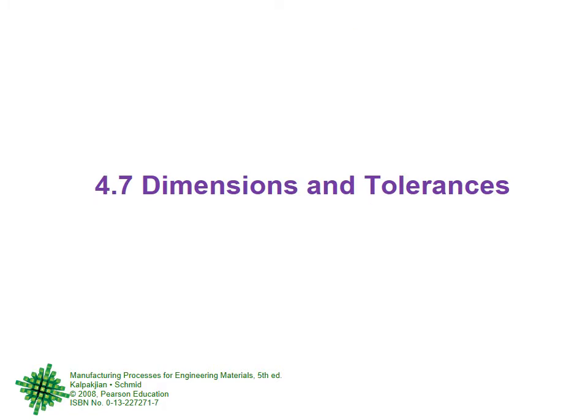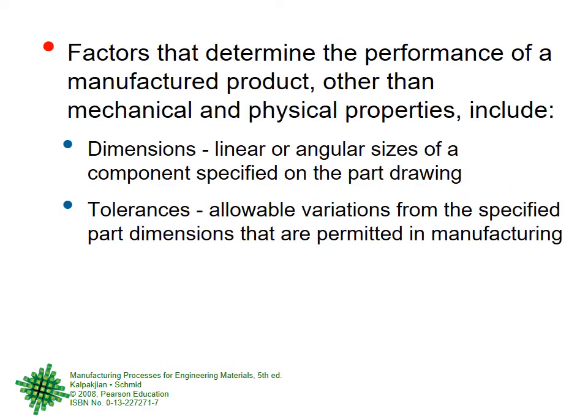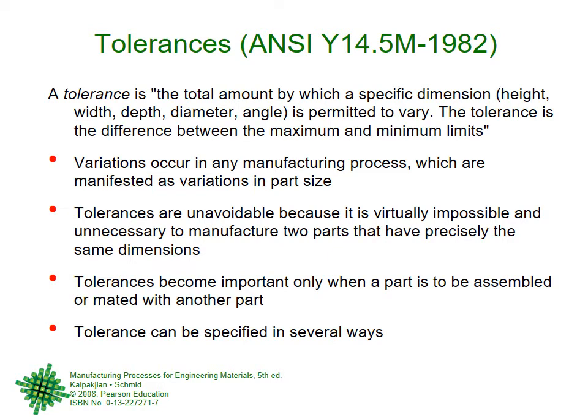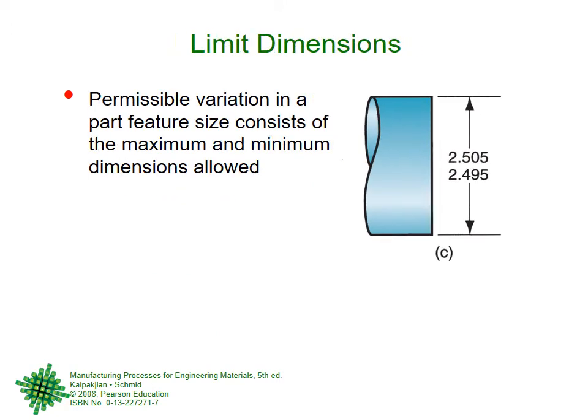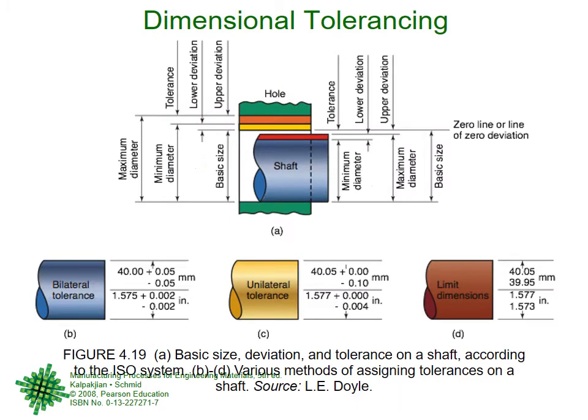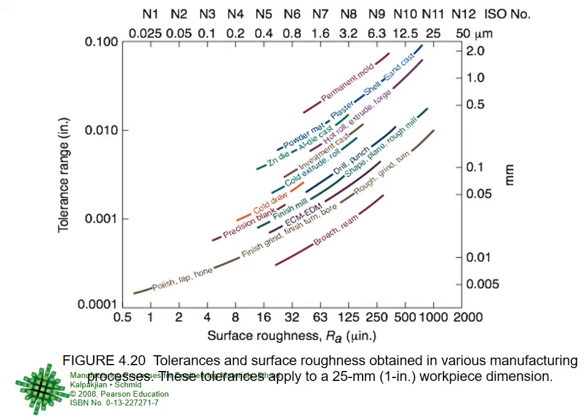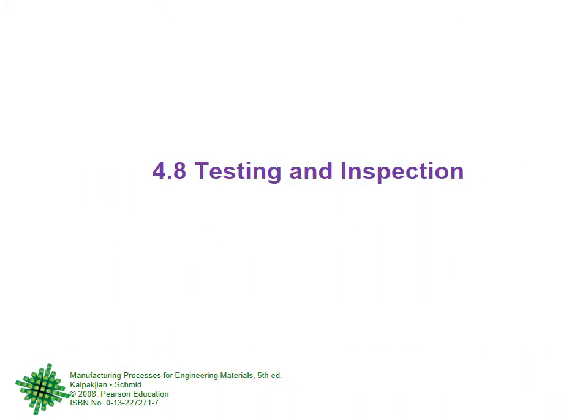Then dimensions and tolerances, very briefly, because you actually have done a lot of it in engineering. What are the factors, dimensions, and tolerances according to the ANSI, American National Standard? Bilateral tolerance, unilateral tolerance, limit dimensions, and a very good diagram of dimensional tolerancing with a shaft and a hole example, and so on. And then a very good diagram again about surface roughness and tolerances in different production manufacturing processes. After that, we started with testing and inspection.